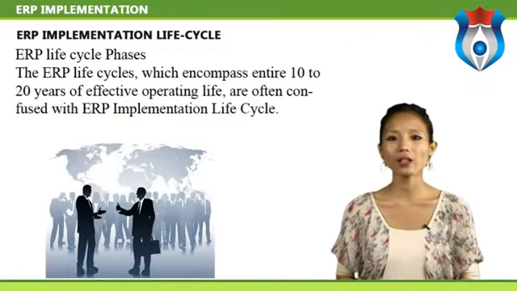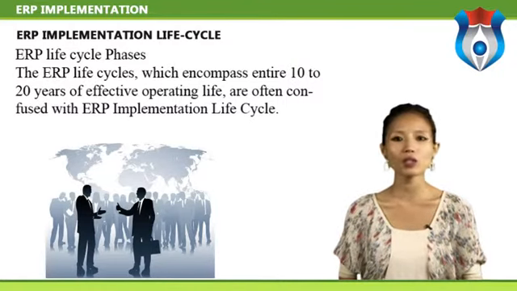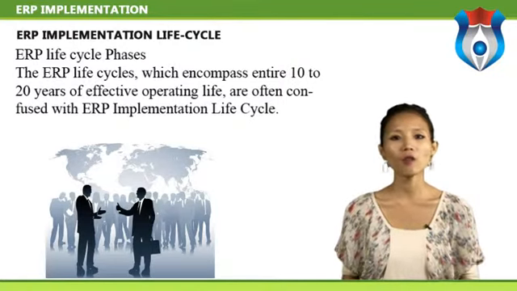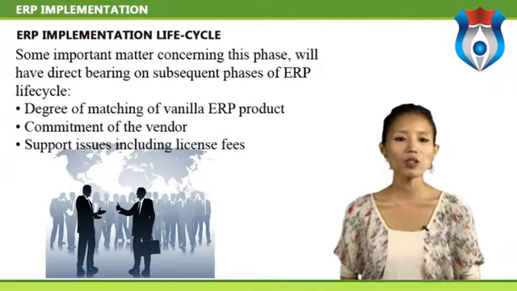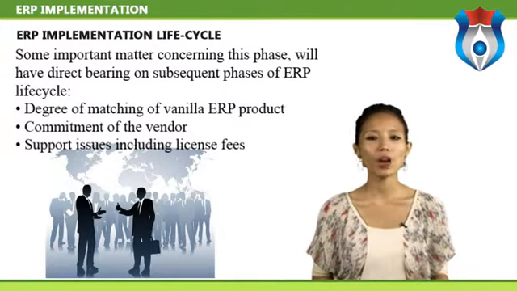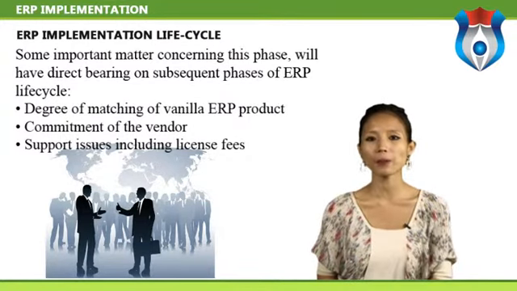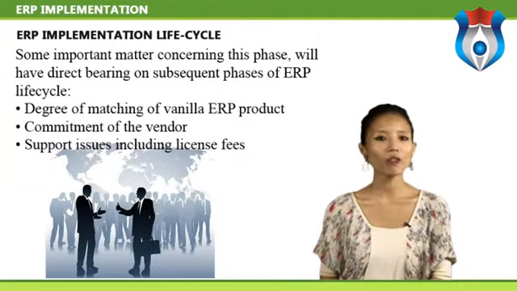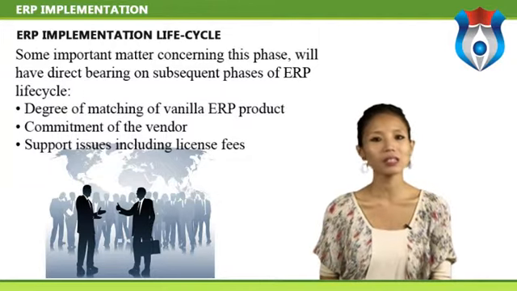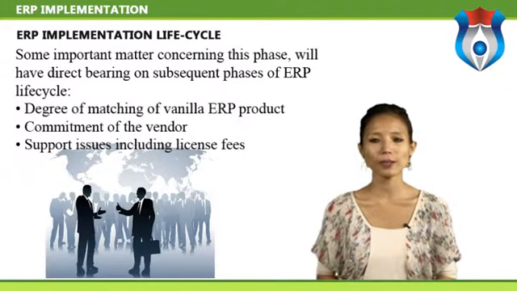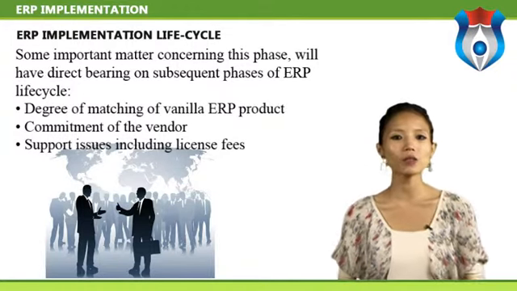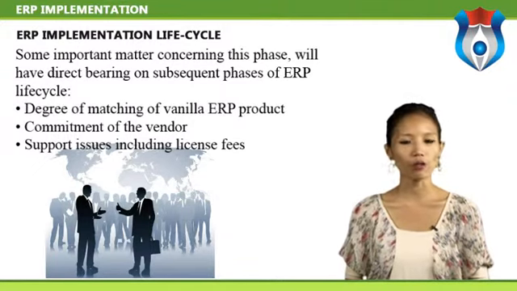The ERP life cycle, which encompasses an entire 10 to 20 years of effective operating life, is often confused with the ERP implementation life cycle. Some important matters concerning this phase will have a direct bearing on subsequent phases of the ERP life cycle. Degree of matching of the vanilla ERP product to current business need and extent of customization done, particularly source code customization, commitment of the vendor for future development and their financial health, support issues including license fees and escalation thereof.